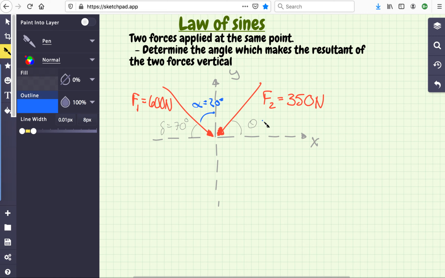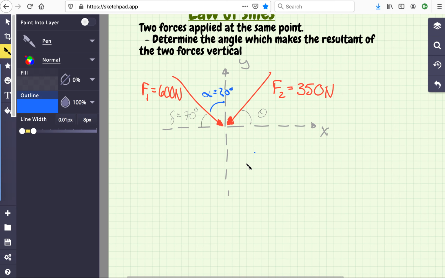The only thing in this case that we want to find out is this theta here. Well, how do we do that? We know one thing more than what's in the picture. We also know that the angle makes the resultant of the two forces vertical. So if we add those two forces together, the result should be a vertical force. That's our hint to see what to come up with, and we can use what's called the law of sines.